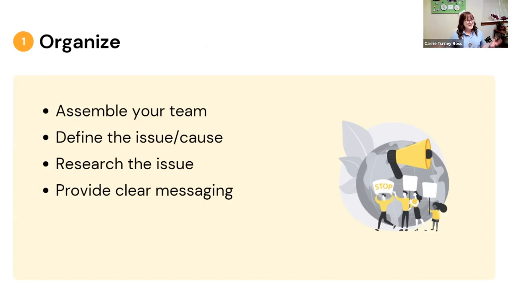Once again, organize, assemble your team, define the issue or the cause, research the issue, and provide clear messaging. This is really important when you're starting a social media campaign. You want to make sure that what you're working towards is clear, that there's a clear goal in mind, and that there's a clear action to be taken.